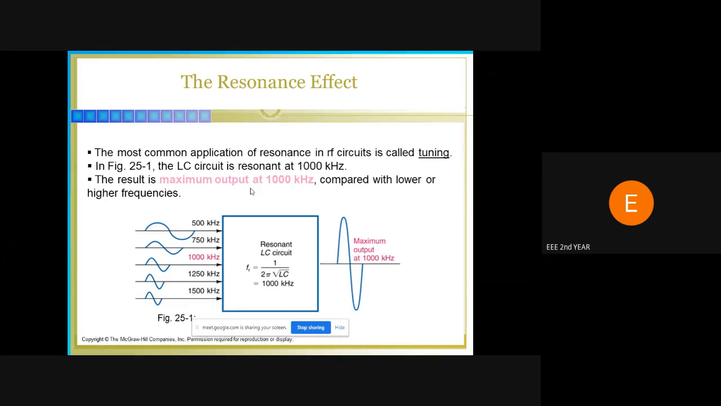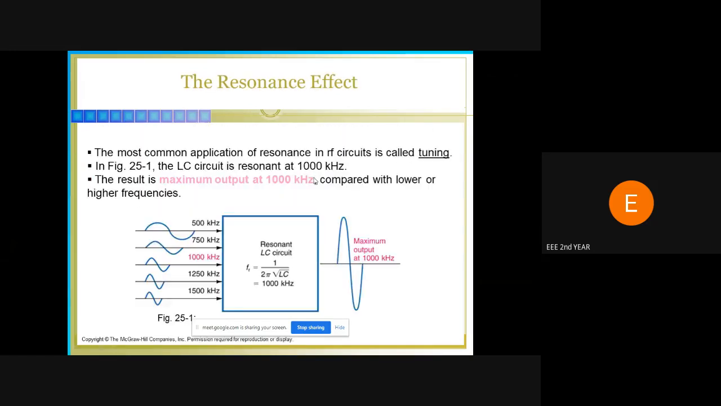The most common application of resonance is the RF circuit, which is a tuning circuit. From this figure, this is an LC circuit with a resonant LC circuit built in, and it produces the maximum output at 1000 kilohertz. Here we give a number of frequencies from lower level to higher level. When we feed these frequencies, the resonant circuit will resonate at f0 equal to 1 by 2 pi root of LC, and it will produce maximum output at 1000 kilohertz.